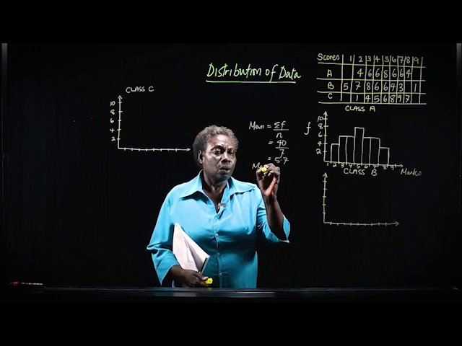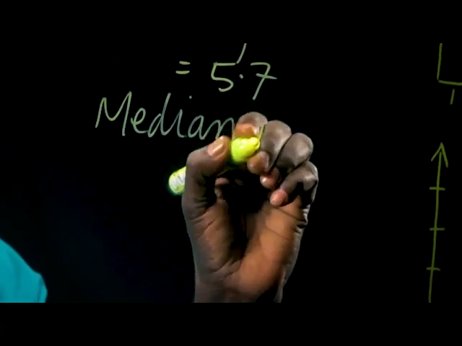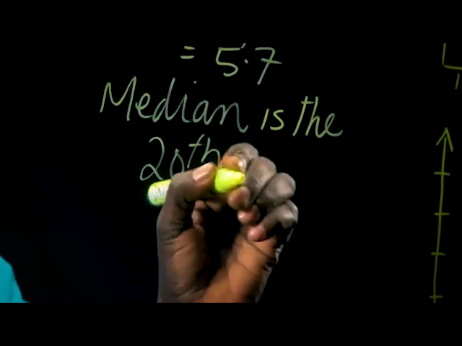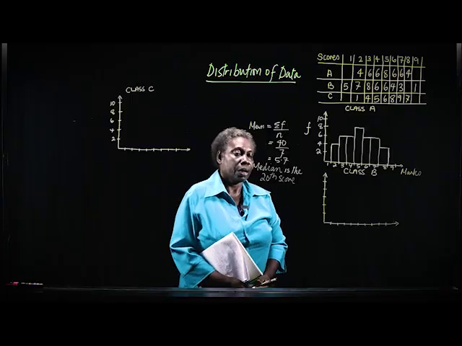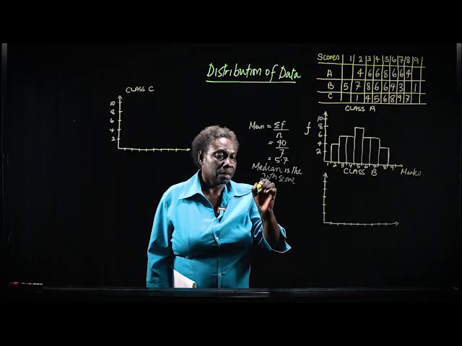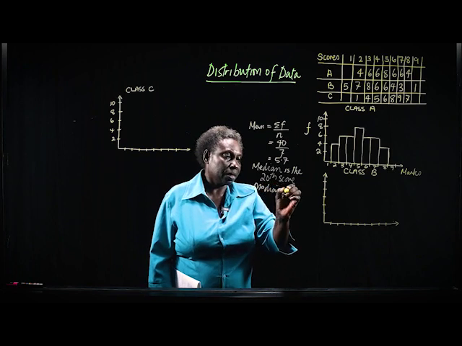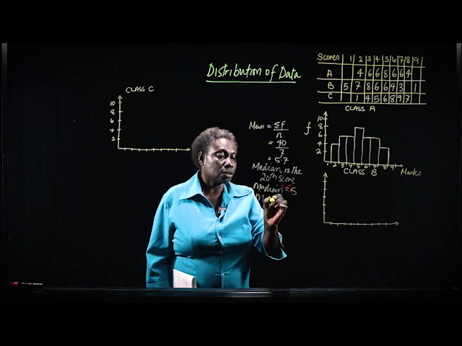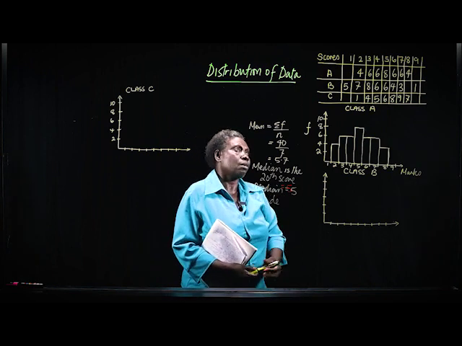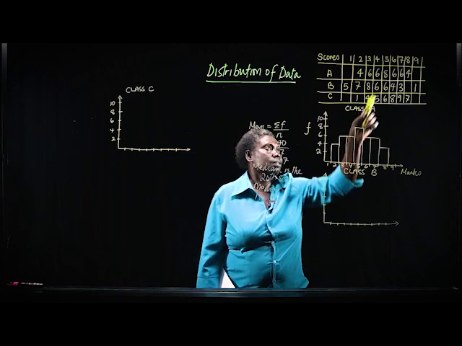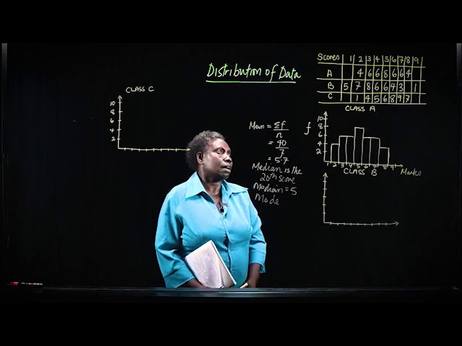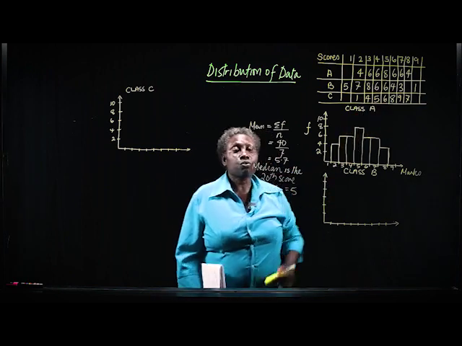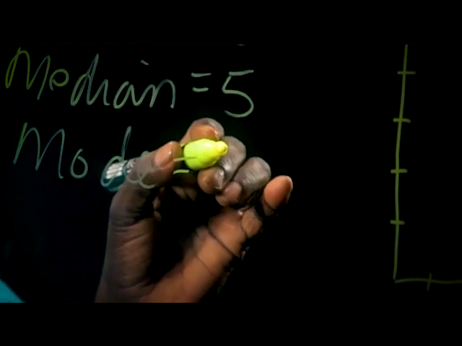Now, we can also find out from the graph or even from the table what the median is. The median would be the middle or 20th score. So the median is 5, that is the 20th score. The mode is the score that occurs most frequently. If you look at the scores here, 8 is the highest frequency, and that 8 corresponds to 5. Therefore, the mode is 5.